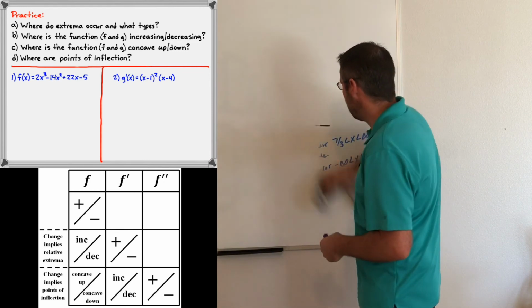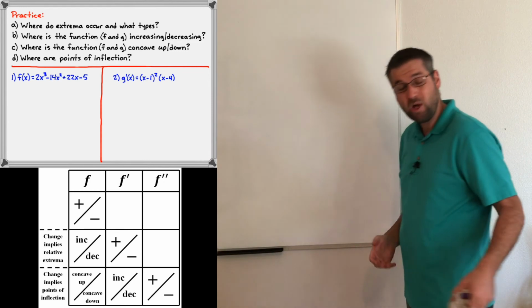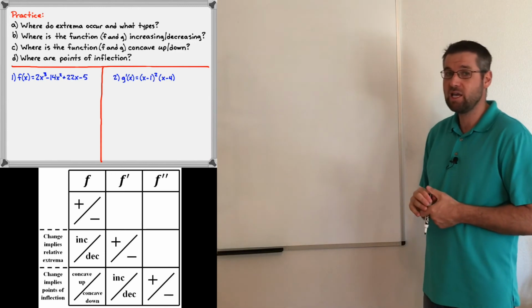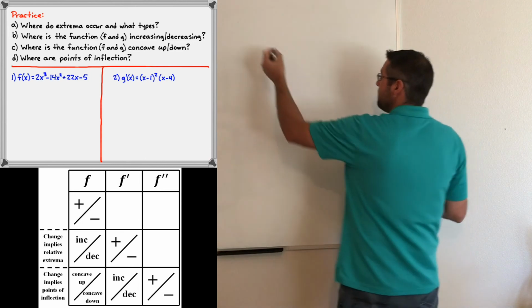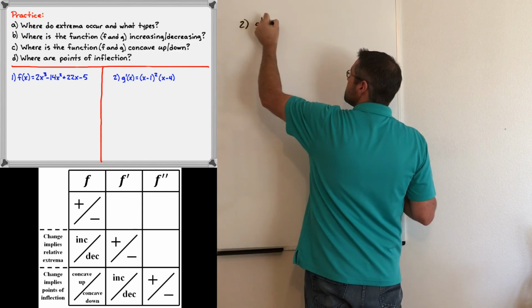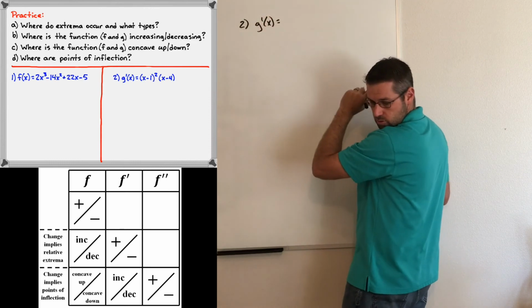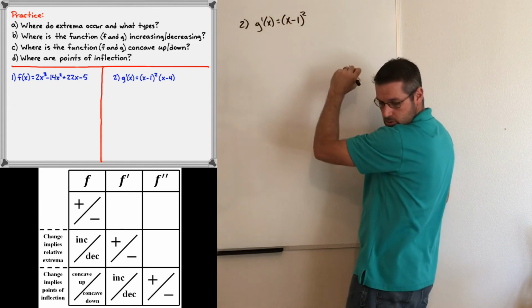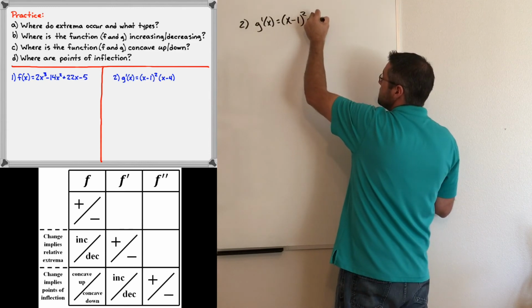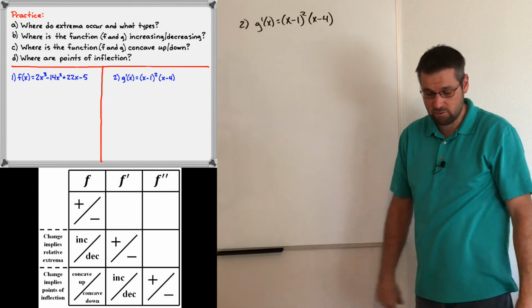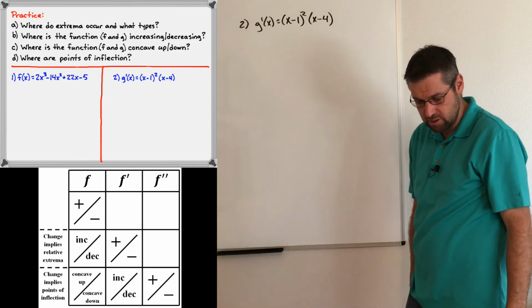And we're looking at question number 2. Again, what's given to us? We are given g prime. We're not given g here. So we're given the first derivative already. So g prime of x is equal to (x minus 1) squared times (x minus 4). So there's g prime, and it's already factored for us. So this makes it a lot easier to deal with.